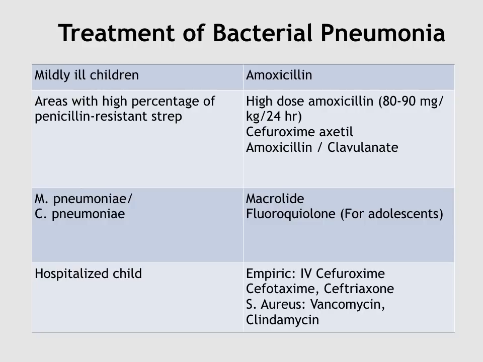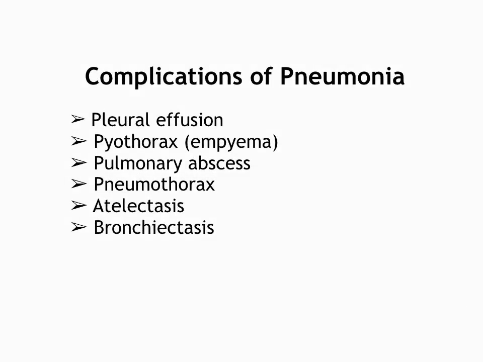This table will guide you on what antibiotics to be given to a mildly ill child and a hospitalized child. Complications of pneumonia may lead to pleural effusion, empyema, pulmonary abscess, pneumothorax, atelectasis, and bronchiectasis.